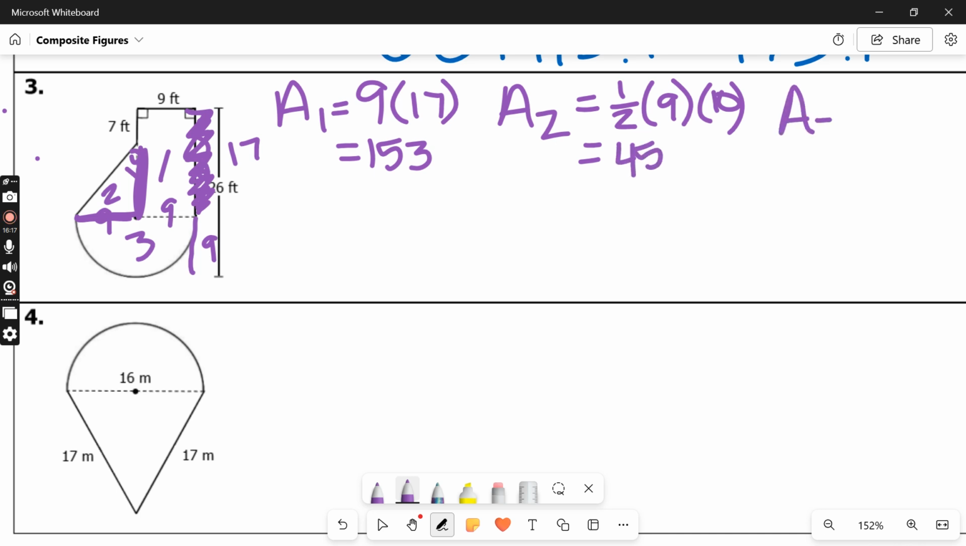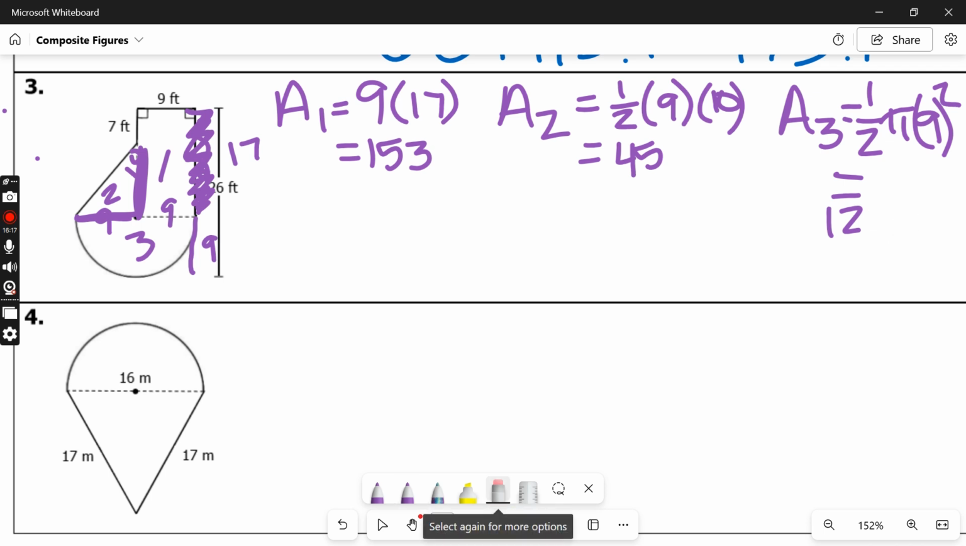And then the last thing I'm going to find before adding everything together is the area of that half circle. Since the area of a circle is pi times the radius squared, since I'm finding half a circle, I'm going to do half pi times the radius, and in this case the radius is 9 squared. So we're going to do 1/2 times pi times 9 squared. And when we do that, we get 127.23.